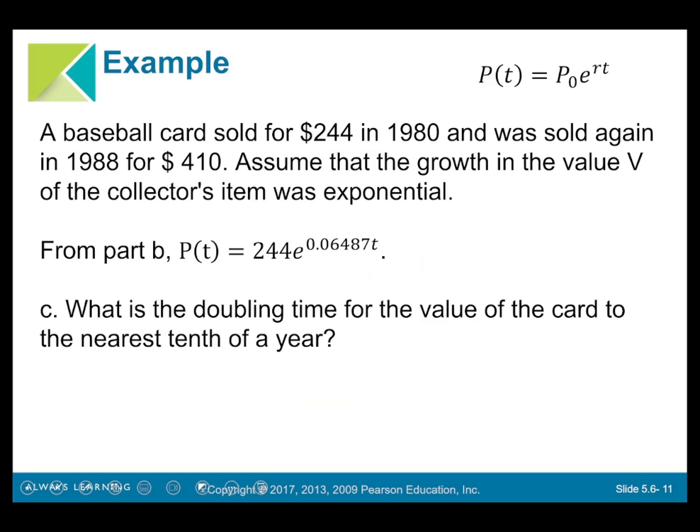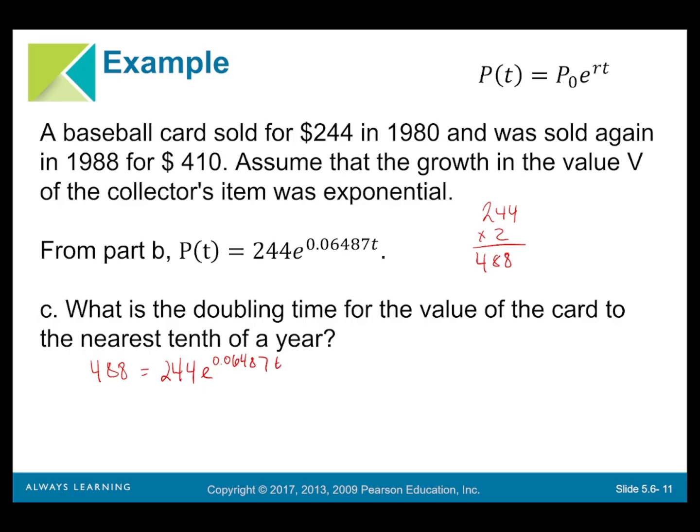Now let's look at part C. What is the doubling time for the value of the card? You know, how long is it going to take to actually double from 244 to 244 times 2, which is 488? So let's see. We have 488 equals 244 e to the 0.06487t. Again, this is an equation where t is my only variable, so I'll be able to solve for it immediately.